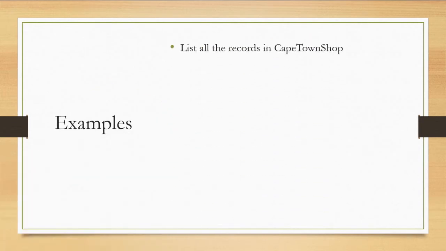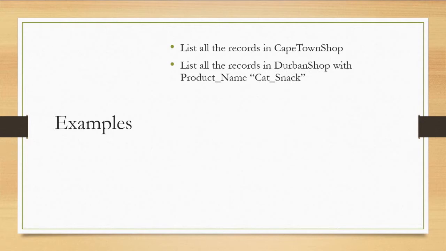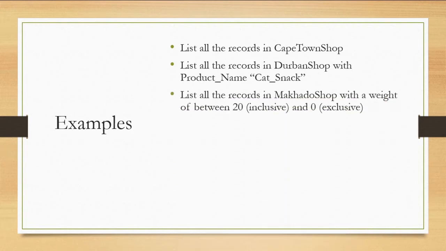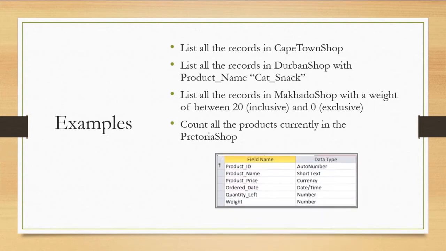So we will list all the records in Cape Town shop. We will list all the records in Durban shop with the product name equal to cat snack. We will then list all the records in Mikado shop with a weight of between 20 inclusive and 0 exclusive. Lastly, we will count all the products currently in Pretoria shop. And that's just all our field names in each of the tables.